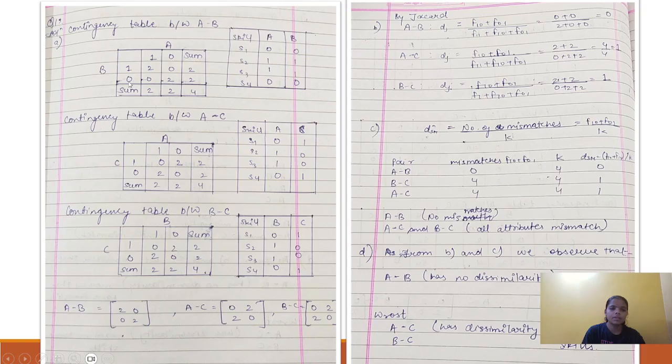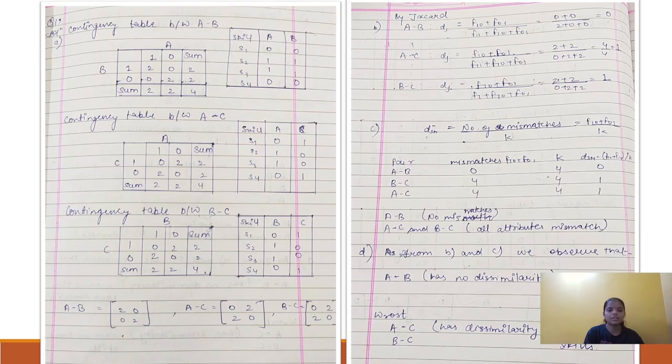Similarly, when B is 0 and A is 1, there is no case in this table, so we will place 0. Now, the last one, when B is also 0 and A is also 0, yes, there are two cases where both A and B are 0. So we place here 2. When we add the rows and the columns, we will get the sum, which is 4.